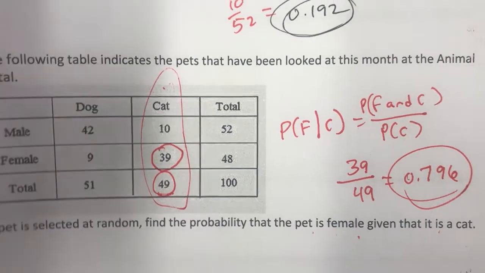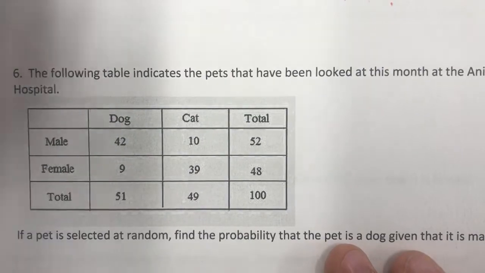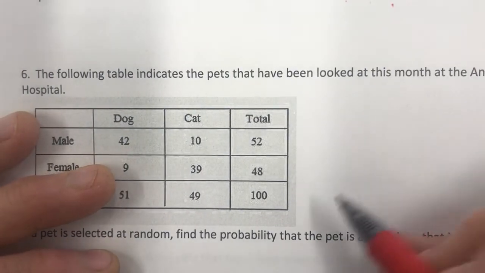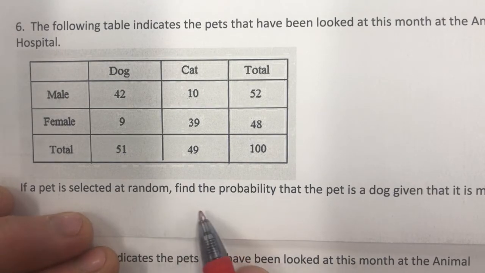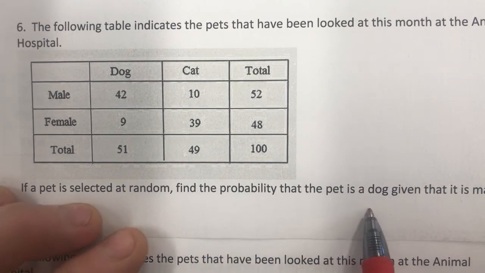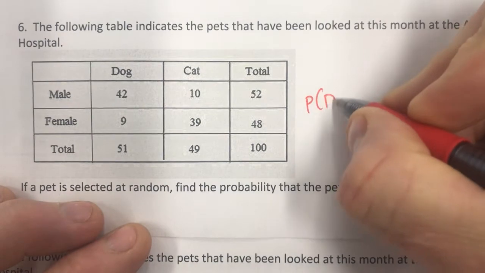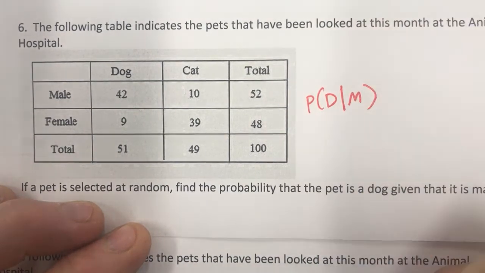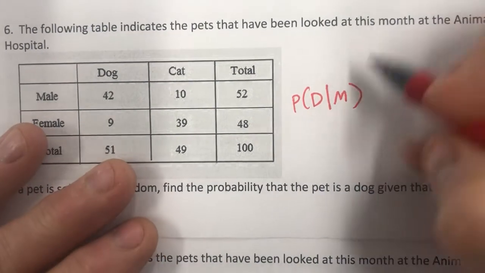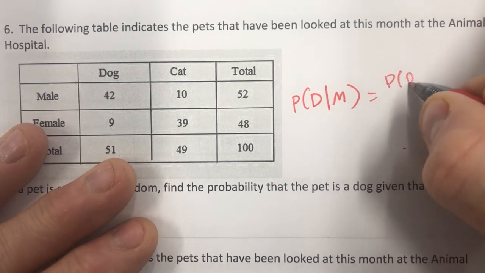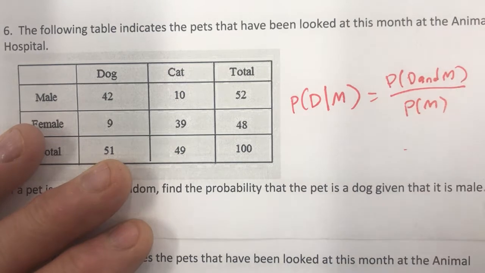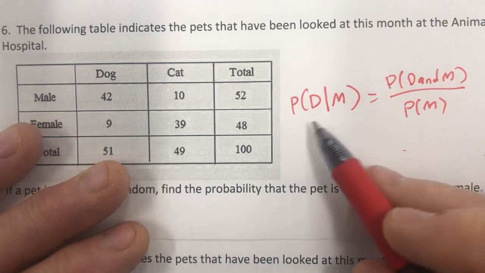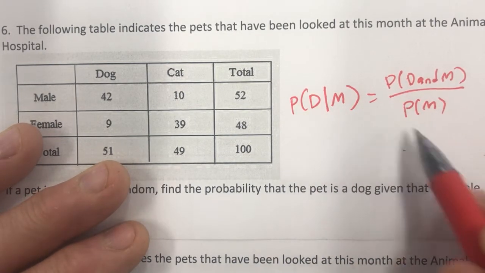Okay, number 6. All right, same thing here. If a pet is selected at random, find the probability that the pet is a dog, given that it's male. So we want the probability that it's a dog, given that it's a male. That's what we're finding. All right, so it's going to be the probability that it's a dog and male divided by the probability that it's a male. So it's dog and male divided by male.